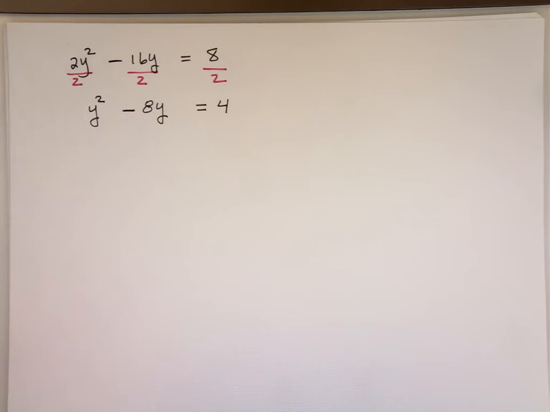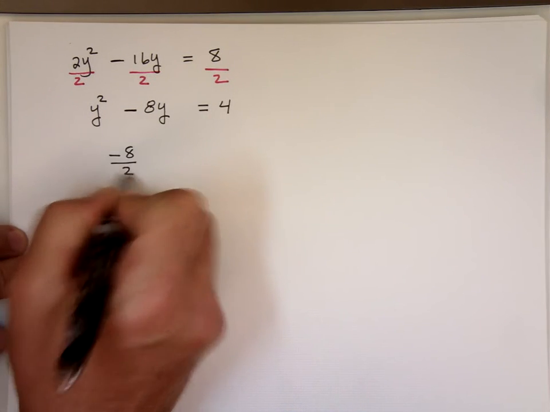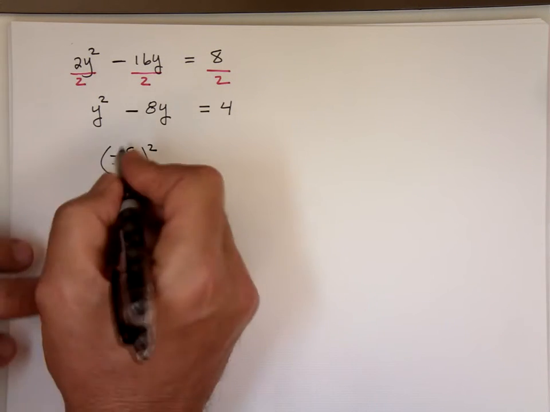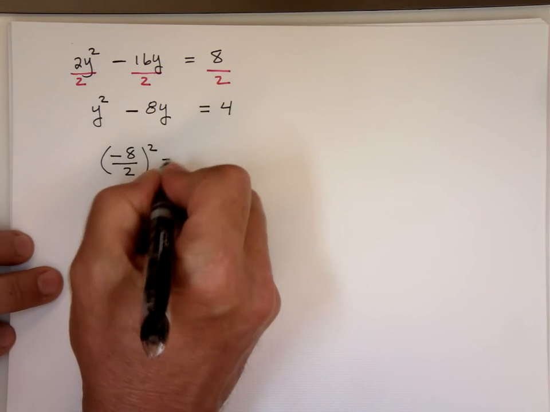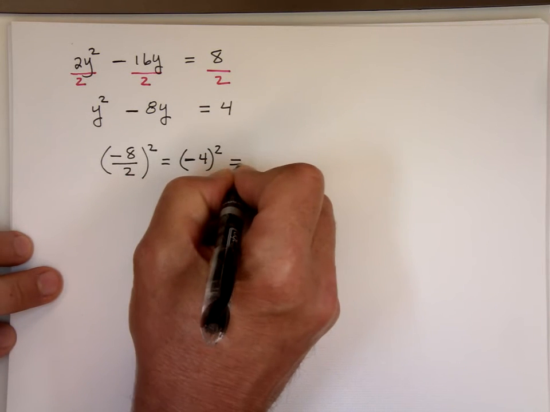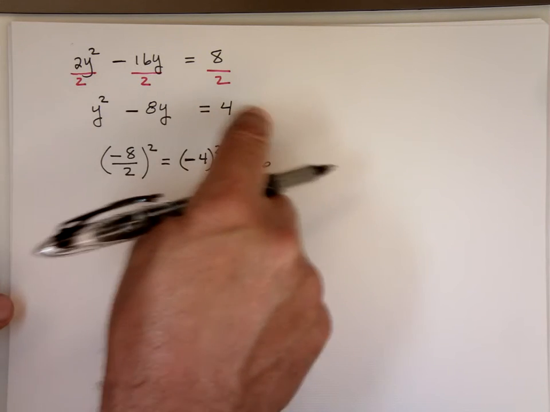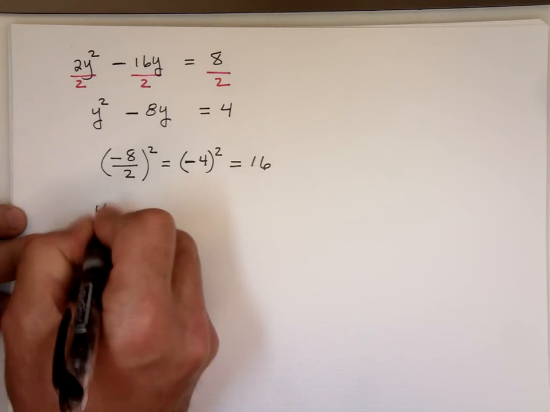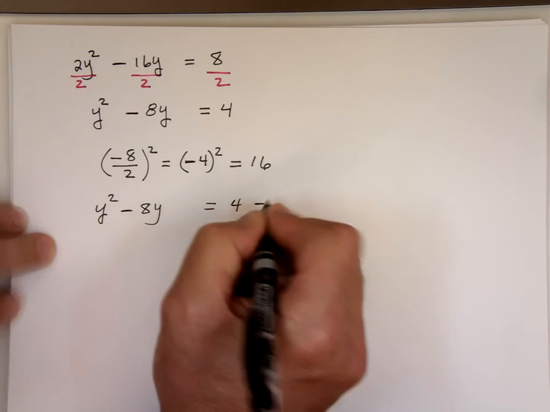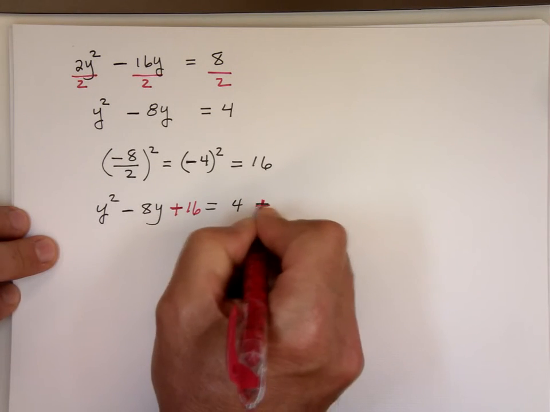I can use that technique. Take this number, divide it by 2, and square it. What is negative 8 divided by 2? Negative 4 squared, which is what? 16. So let me add 16 to both sides of the equation right here. Let me add 16 to both sides.